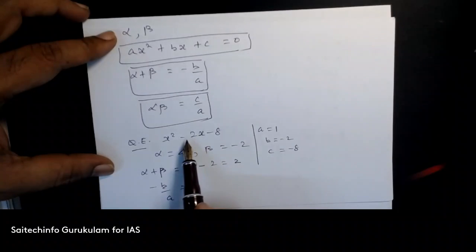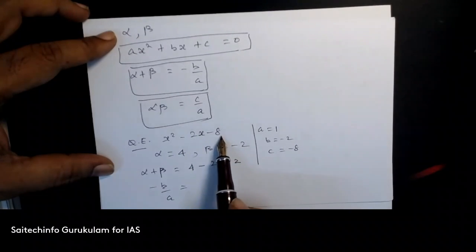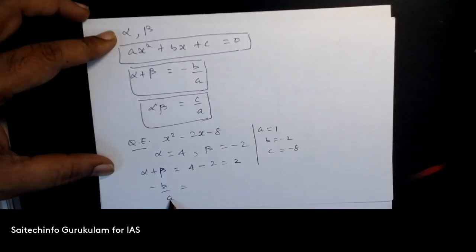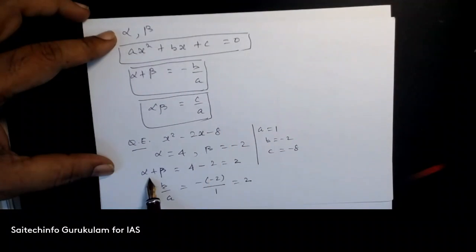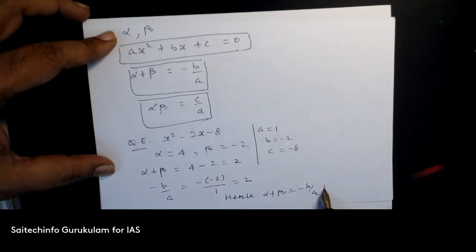Why? Because a is the coefficient of x squared, b is the coefficient of x, that is minus 2, c is the constant minus 8. So I have put here. Now let us check. Minus b by a. Minus b means minus of minus 2, divided by a, what is a? 1. So that is equal to 2. So alpha plus beta is equal to minus b by a. So here we have alpha plus beta 2. Minus b by a is also 2. So hence verified. Hence alpha plus beta is equal to minus b by a is verified.